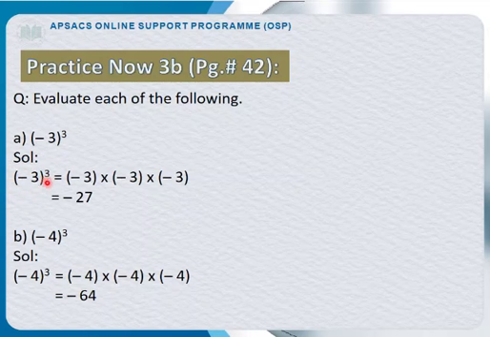The cube means we need to multiply that number 3 times. So that's why we have written minus 3 multiplied by minus 3 multiplied by minus 3. Now first we will see that their sign, minus minus plus and then plus minus minus. That's why minus is written here. Now 3 3s are 9, 9 3s are 27. So minus 27 is the final answer.